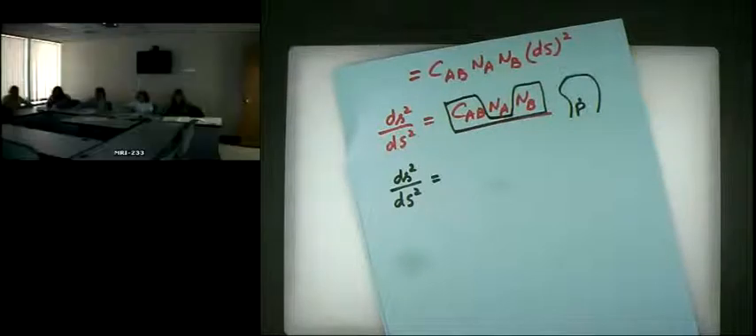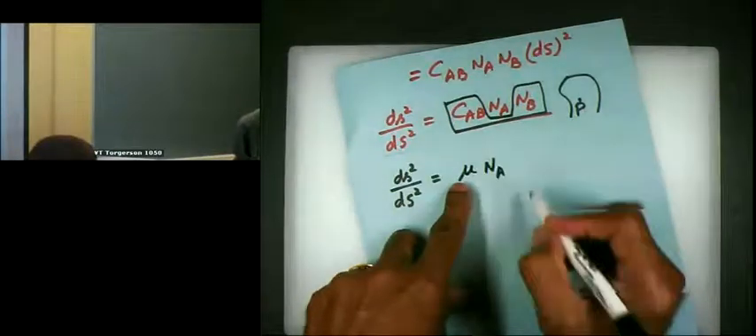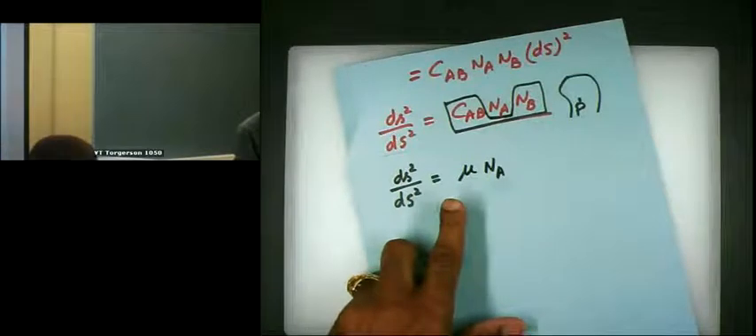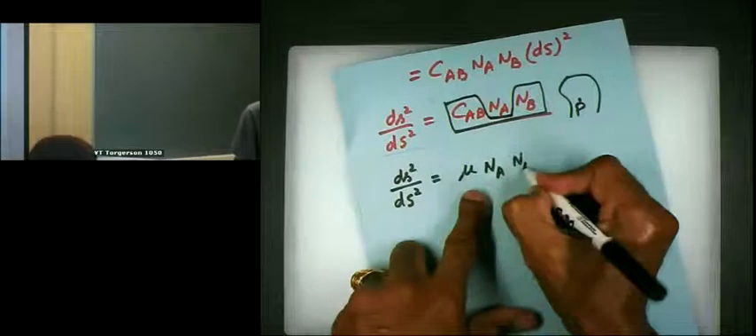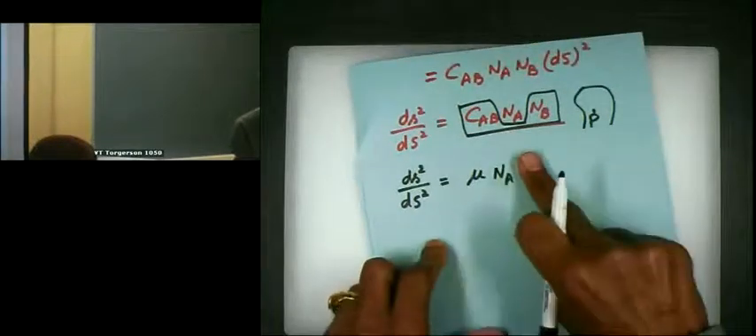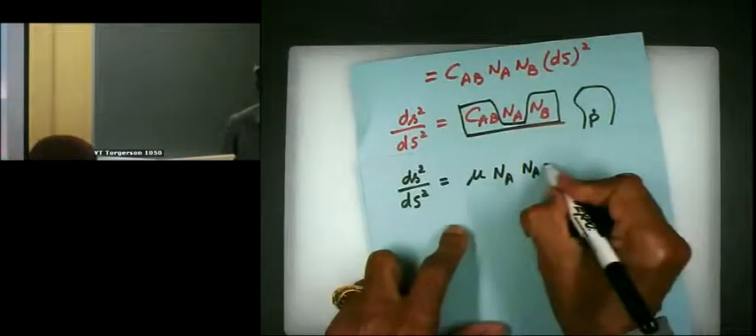So what is the quantity in the box equal to? The eigenvalue times the eigenvector. Good. So that will be N_A, where mu is the eigenvalue of C. So that's the quantity in the box. We also have an A there. See, this is C_AB N_B equal to mu times N_A, and then we have another N_A. So this is equal to mu.